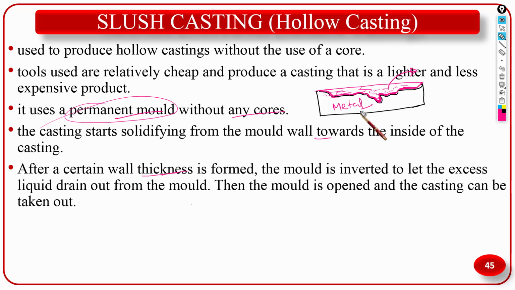The whole metal will solidify. Then what is the use? So that's why it is very important. You have to know how much time I have to keep, so that whatever required thickness is there, that is achieved. Once that is achieved, just take out the complete molten metal. Clear? So this is known as slush casting.